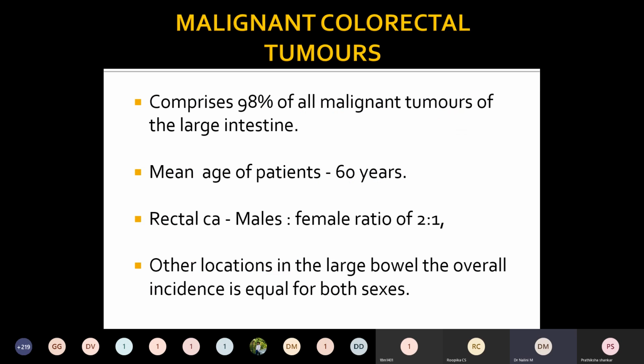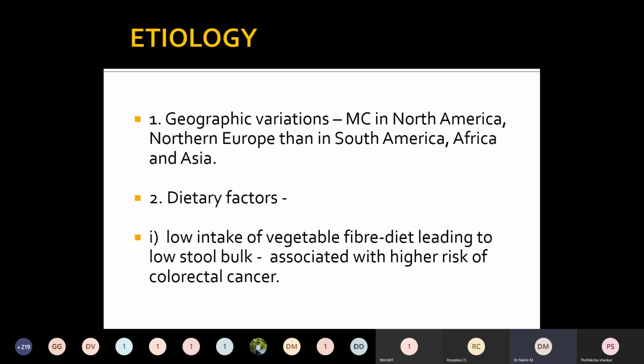Coming to the most important and the last part, malignant colorectal carcinomas. Colorectal carcinomas comprise 98% of all the malignant tumors of the large intestine, and the mean age of the patient is around 60 years. The male to female ratio is 2:1 for other locations in the large bowel, and the overall incidence is equivalent in both sexes.